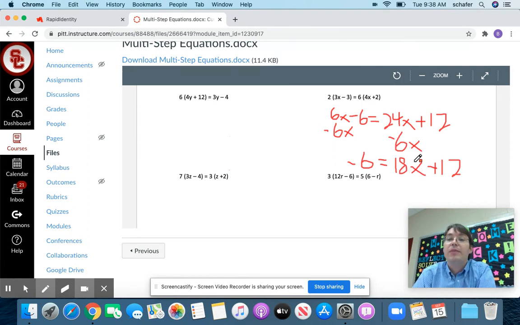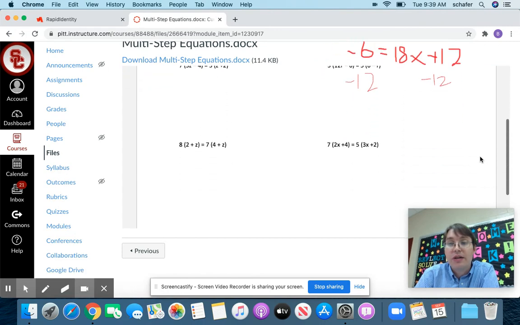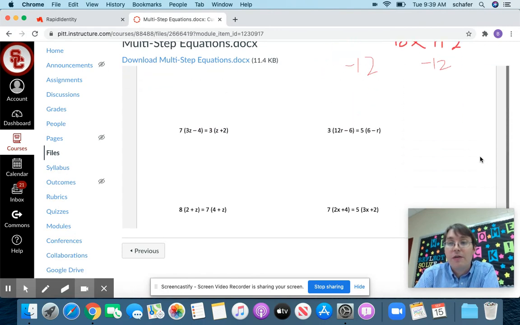Now we're not done yet because we want this x all by itself. We're doing it step by step. So the next thing I want to do is I want to get this 12 away from this x. So what I'm going to do is I'm going to subtract 12 from this side, which subtracts 12 from this side. And hey, guess what? That brings us back to our concept with two negatives put together. If you have two negative numbers put together, you have to add them.